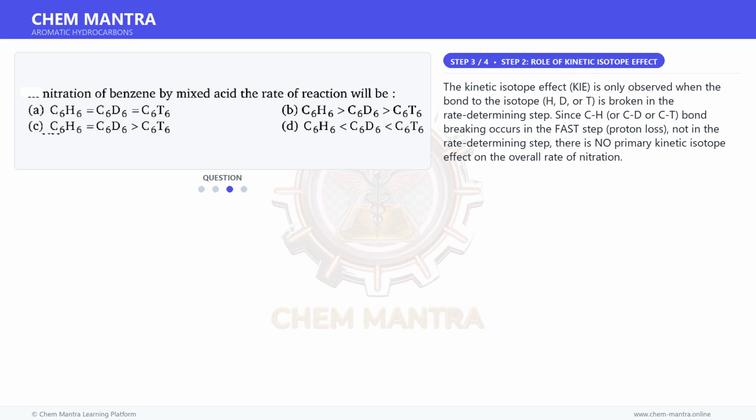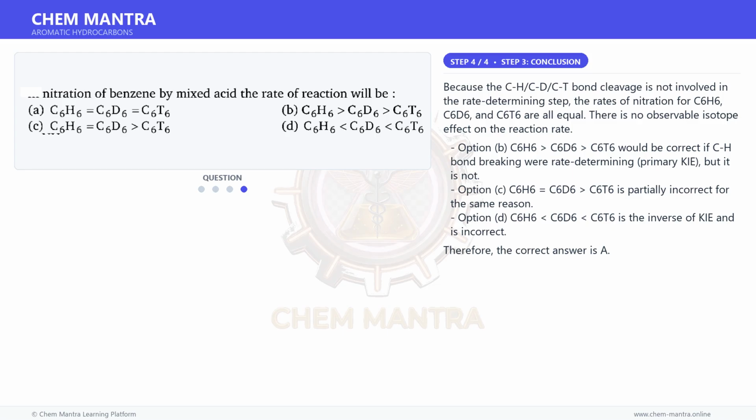Moving on to the next step. The kinetic isotope effect, KIE, is only observed when the bond to the isotope, H, D, or T, is broken in the rate-determining step. Since C-H, C-D, or C-T bond breaking occurs in the fast step, proton loss, not in the rate-determining step, there is no primary kinetic isotope effect on the overall rate of nitration.